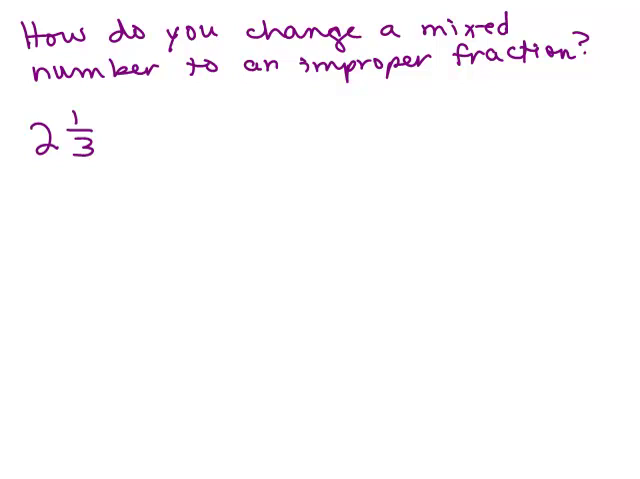Next, how do you change a mixed number to an improper fraction? So let's say you were given 2 1/3. How am I going to write that as just an improper fraction? Well, it's going to be the same denominator, okay? But let's look at the picture here. I want 2 1/3. All right, so I'm going to have 2 whole pies, right?